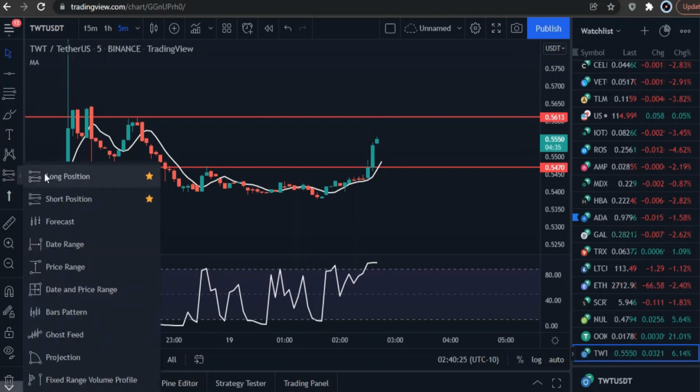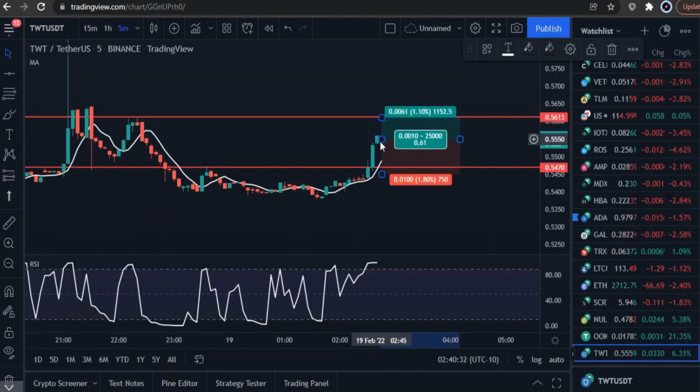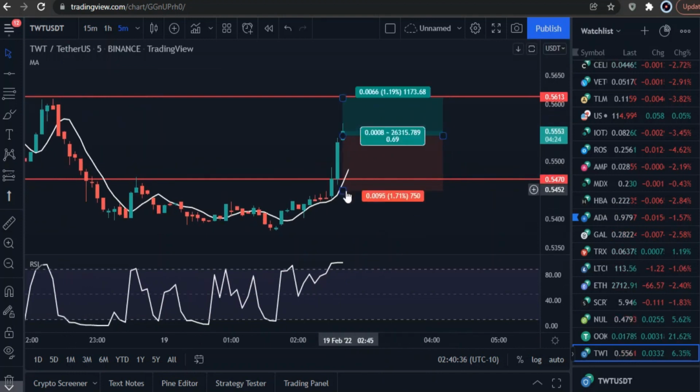Now we will enter directly, and we will place buy and sell orders. The take profit will be at this level, which is the top level, and the stop loss will be slightly below the previous top. Now let's speed up the video because it's a bit long.